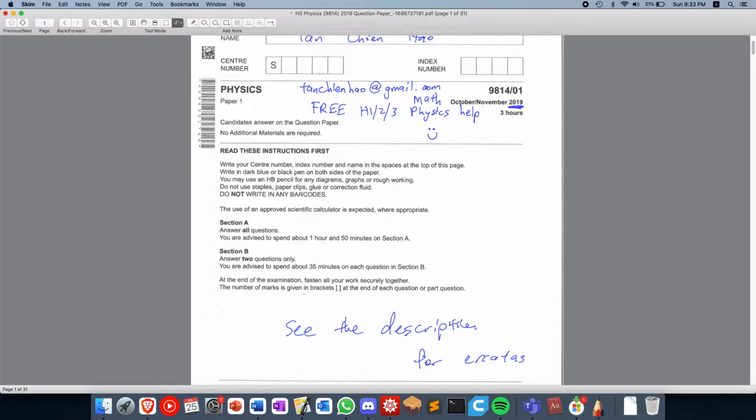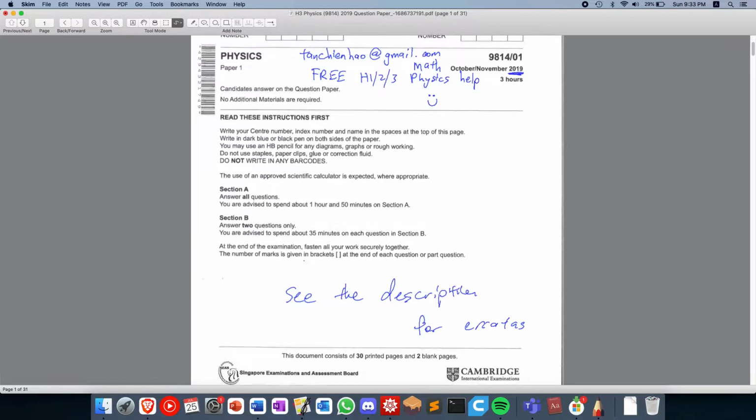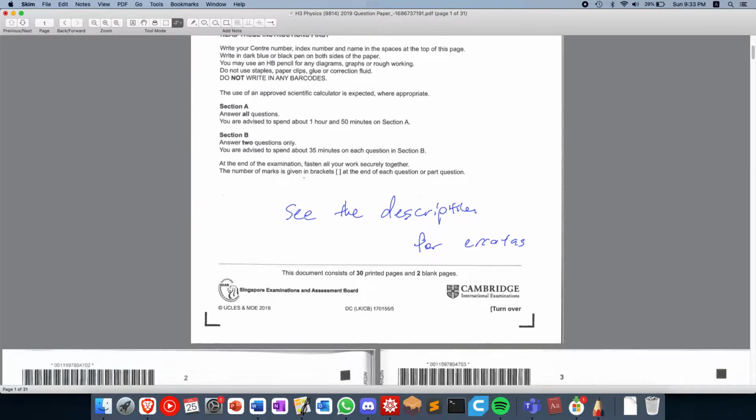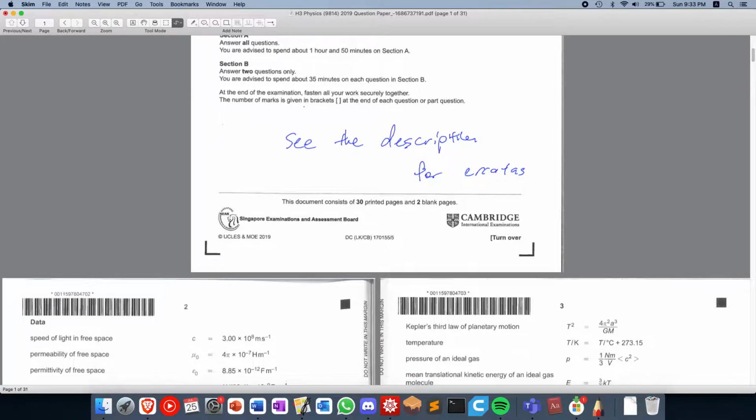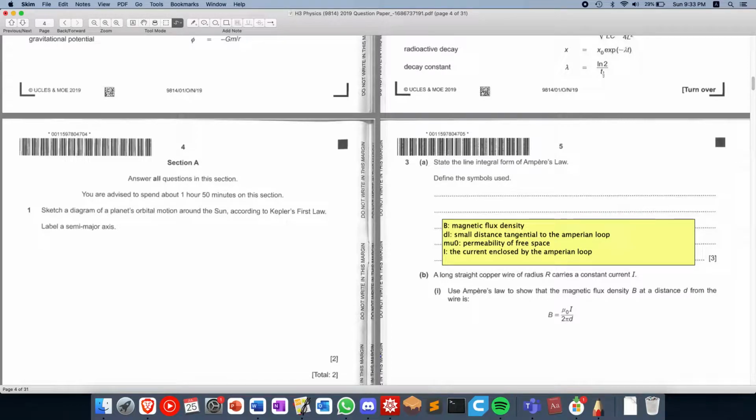And I'll be going through this paper, but because I'm actually still an H3 student, I'm not a teacher, I'm not a qualified teacher. So if there's any errors that I make, please refer to the description, and please raise any possible errata that I might have made, so that I don't end up teaching the wrong content and confusing you guys even more.